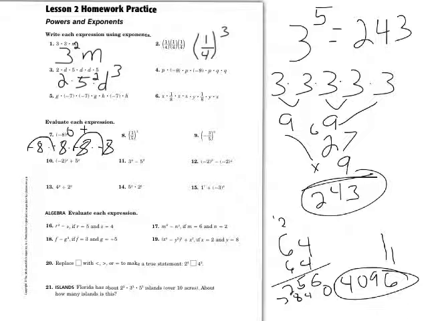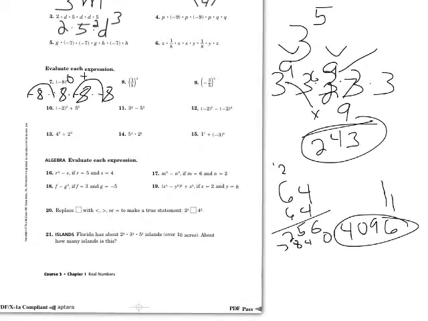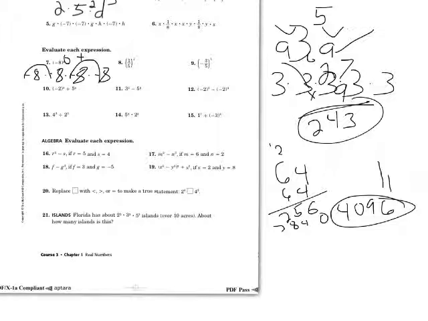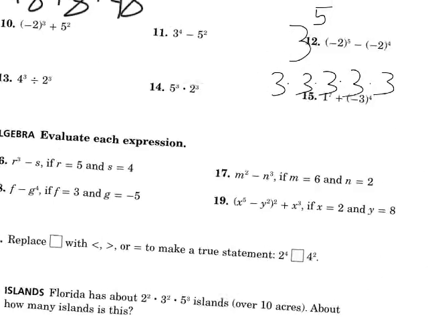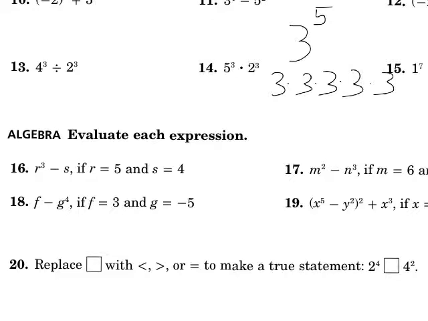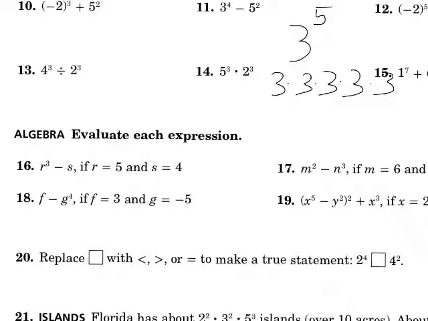The last thing that I'm going to do here is evaluate the expression. So I'm going to look at number 16. Number 16 says r to the third power minus s, if r is 5 and s is 4.